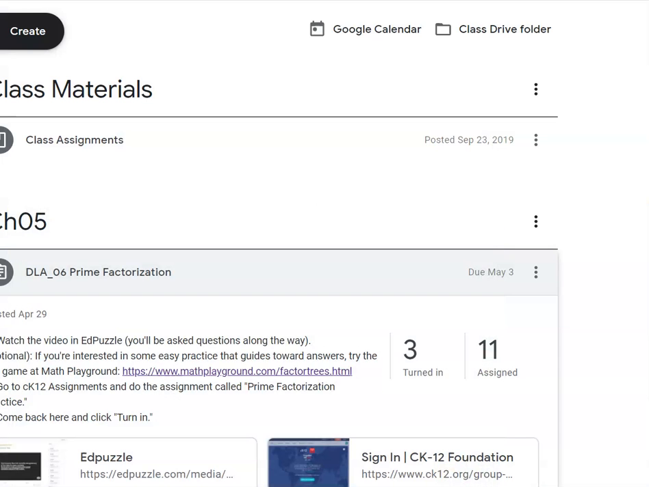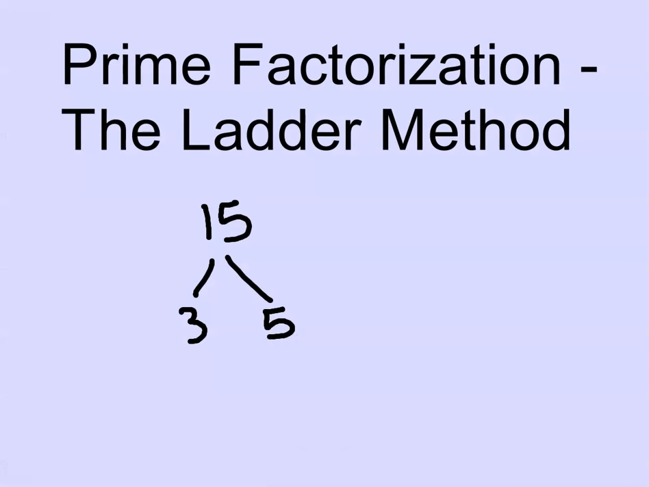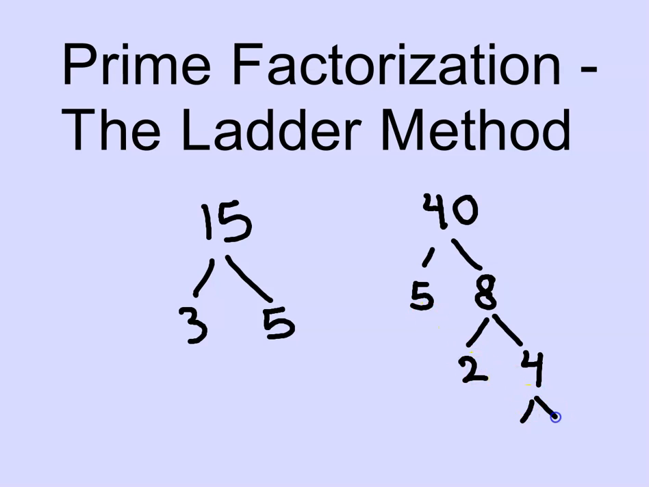If I take 40, and I split it up into stuff that it can be multiplied by, let's say like 5 and 8. Okay, 5's prime, but 8's not prime. 8 can be split up into two numbers that multiply together. You get 2 and 4, for instance. 2's prime, but 4's not. It can be split up into 2 and 2. Well, now those are prime.